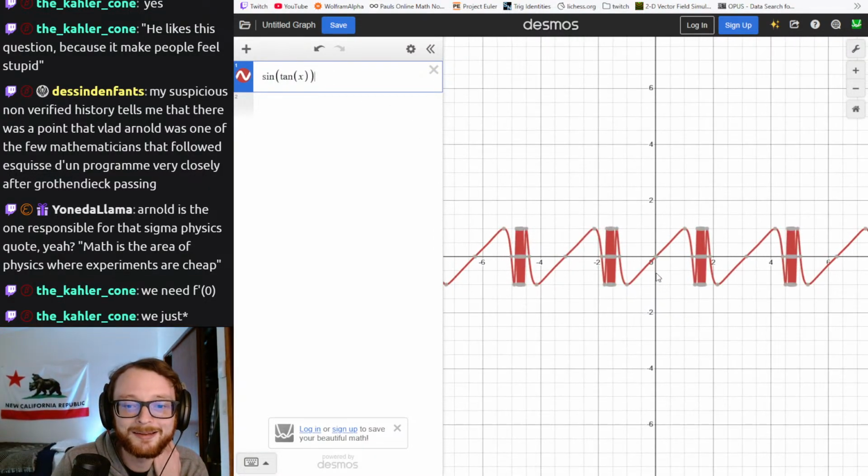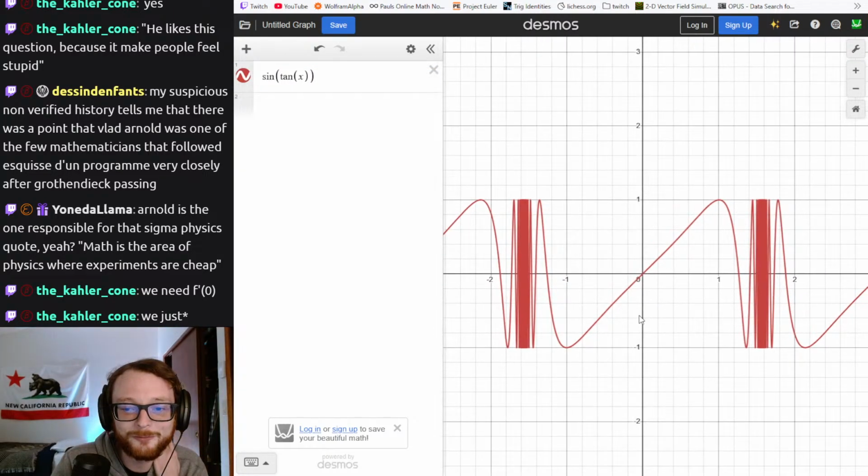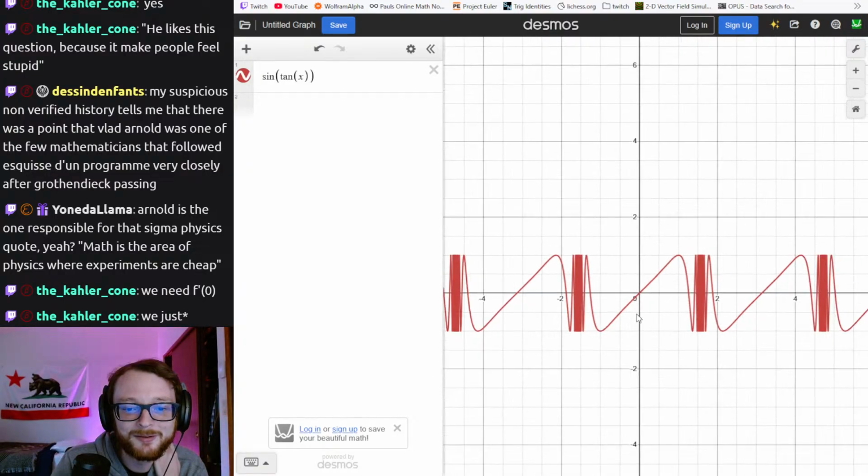Oh, I was right! That's a cool function. I like this one.